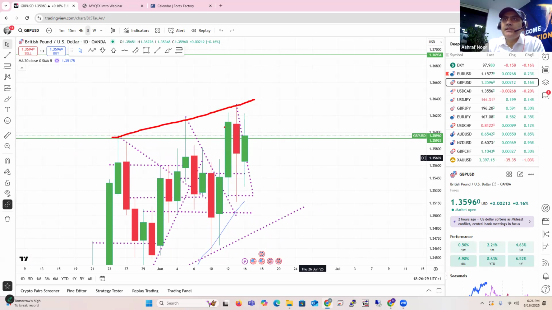You can see here the price nicely respected here. Many times we have this rejection here, but we can also see that the price rejected this morning, we had this long trade here and the price is also respecting here. So let's look at the 4-hour chart.